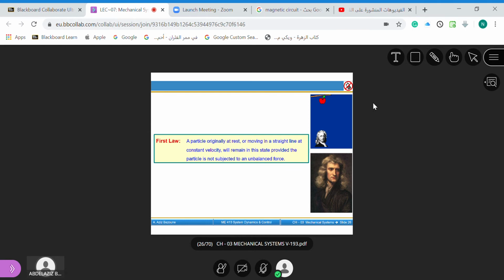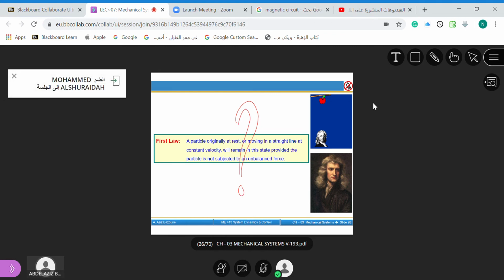We are going quickly through all the laws. The guy that was sleeping under the tree, and all of a sudden the apple fell on his head, realized that a particle originally at rest or moving in a straight line at constant velocity will remain in this state, provided the particle is not subject to unbalanced force. What does this mean? What does all this mean?